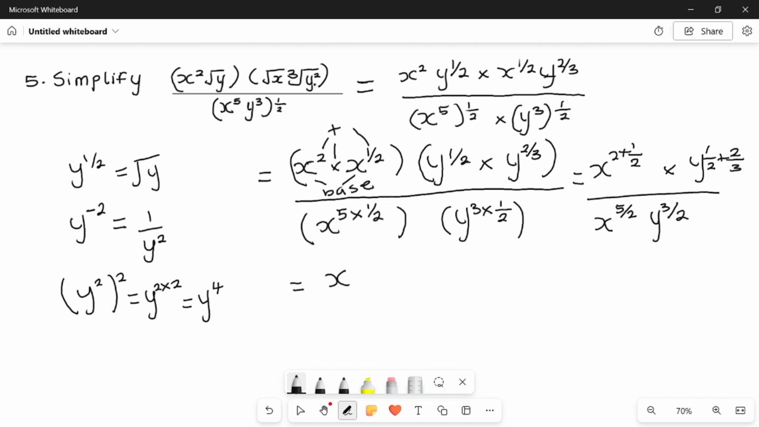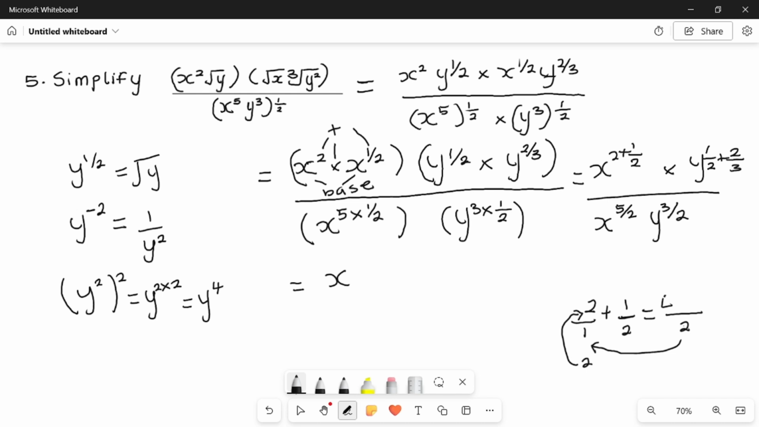x raised to power 2 plus 1 over 2. That's 2 plus 1 over 2. Let's bring it out here. 2 plus 1 over 2 is simply 2 over 1 plus 1 over 2. So if you take the LCM, LCM will be 2. 2 divided by 1 will give us 2. 2 times 2 will give us 4.